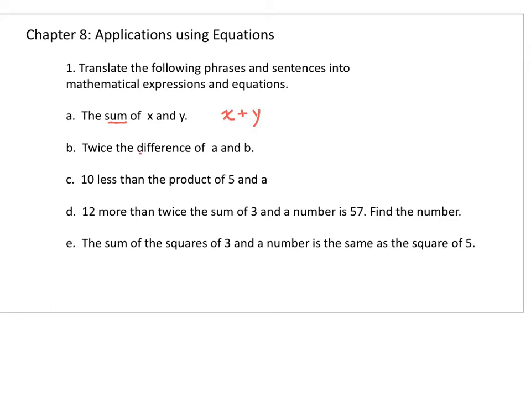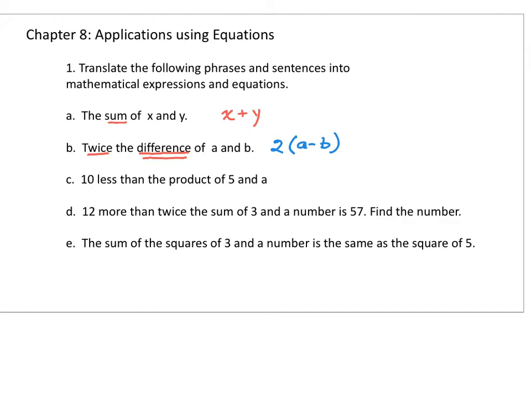The difference is like the sum, except the difference is subtracting. Now, when I said like the sum, what I meant was the difference is the answer to the subtraction problem. So we need the answer to the subtraction problem, and then we're going to take twice that answer. So to make that happen, you do need parentheses. So the difference of a and b would be a minus b. Twice the difference would be 2 times the answer to the subtraction problem, a minus b.